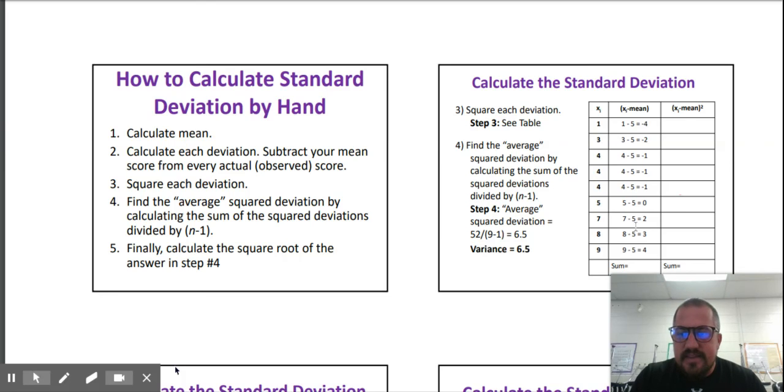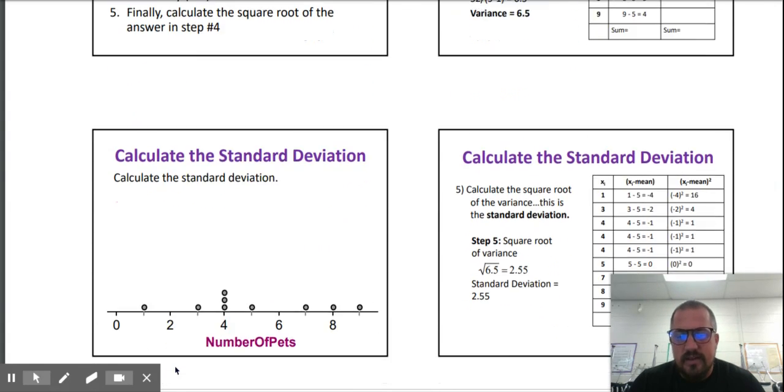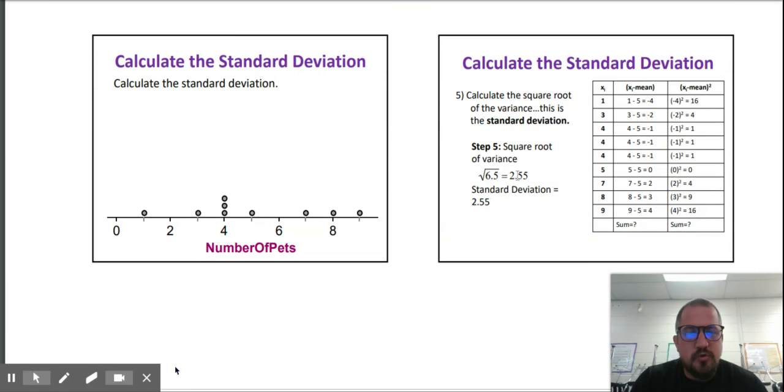And then we're going to find the sum of these. So we're going to add all of these squared deviations up. And then we're going to divide by n minus 1. So when we add all those up, we get 52. N minus 1, so how many numbers do we have? We have 9 data points. Minus 1 is 8. So we're going to do 52 divided by 8, which is 6.5. Now, remember, that was squared, so that's still our variance. And to get the standard deviation, that's the last step, we would square root that 6.5, and that will give us our standard deviation of 2.55. Okay? So the square root of the variance is the standard deviation.